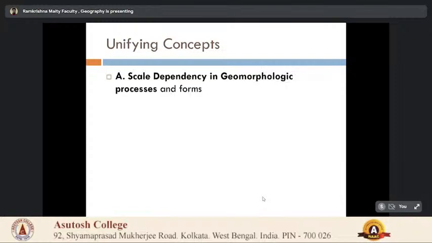I have selected five concepts which will help us in understanding geomorphic process and forms. The first one is scale dependency in geomorphic process and forms: how the working of geomorphic processes and development of landforms are scale dependent. There are two scales we know, the spatial scale and temporal scale, and how all those geomorphic processes and developing landforms are interrelated with those spatial and temporal scales.